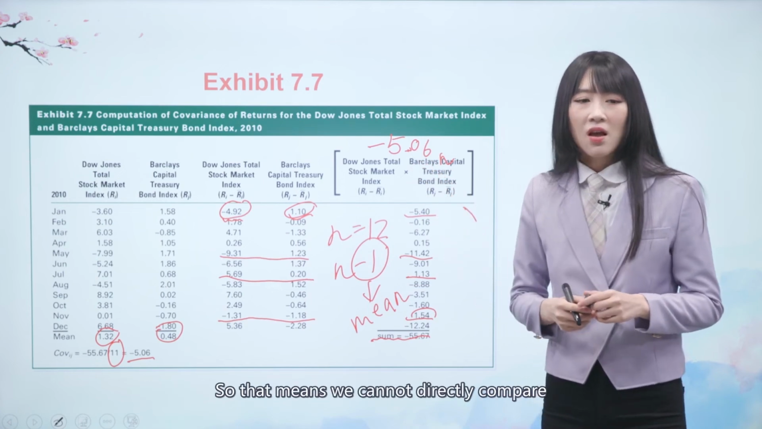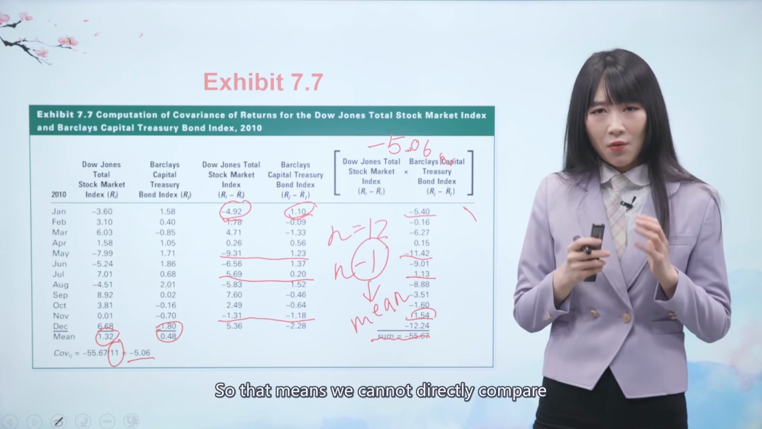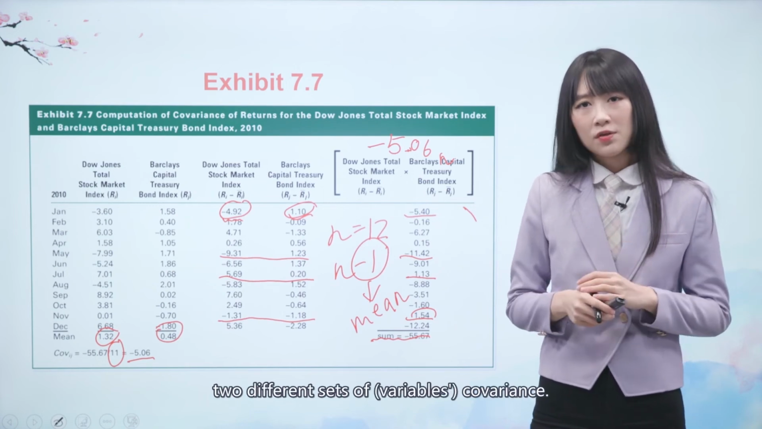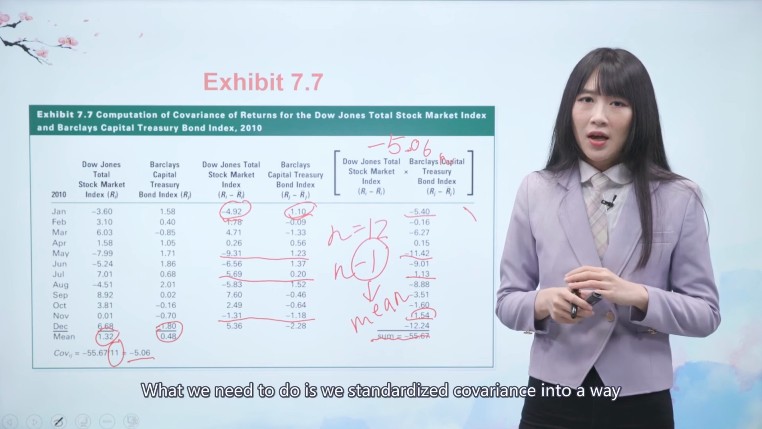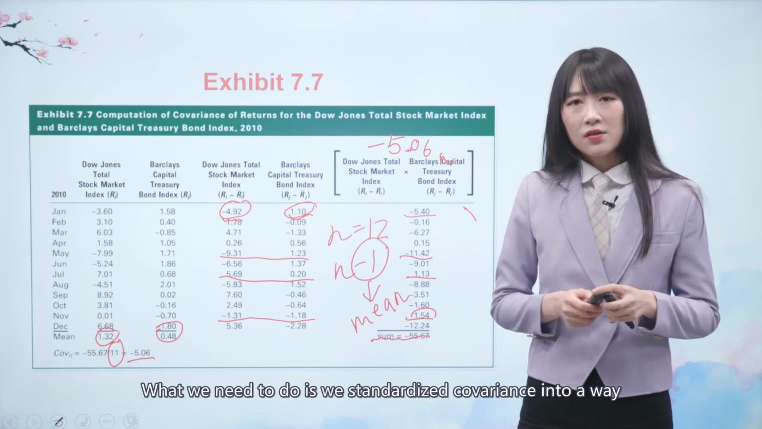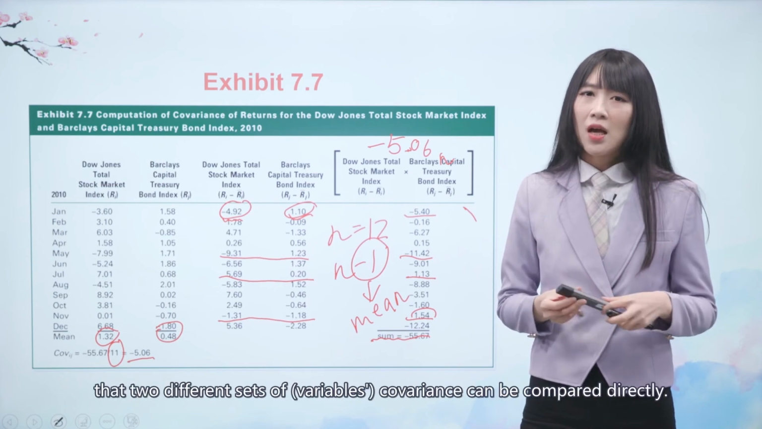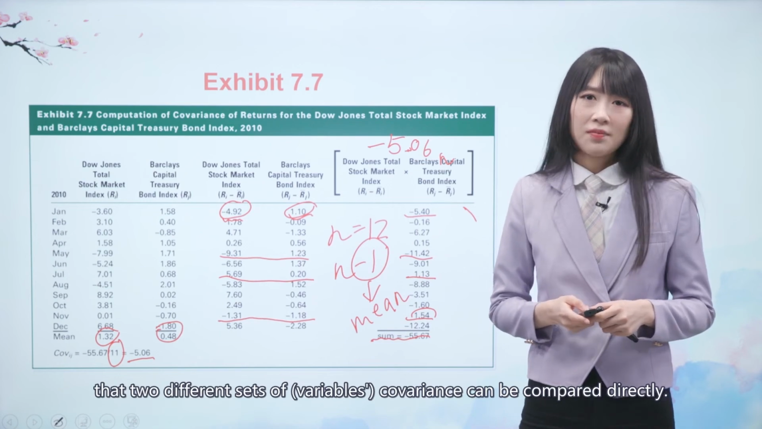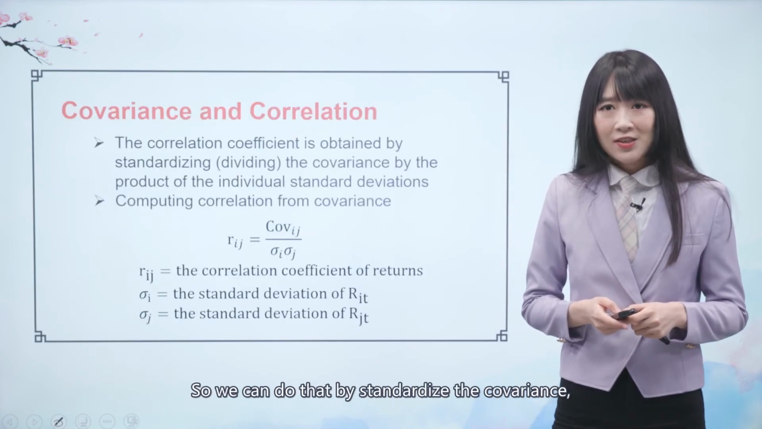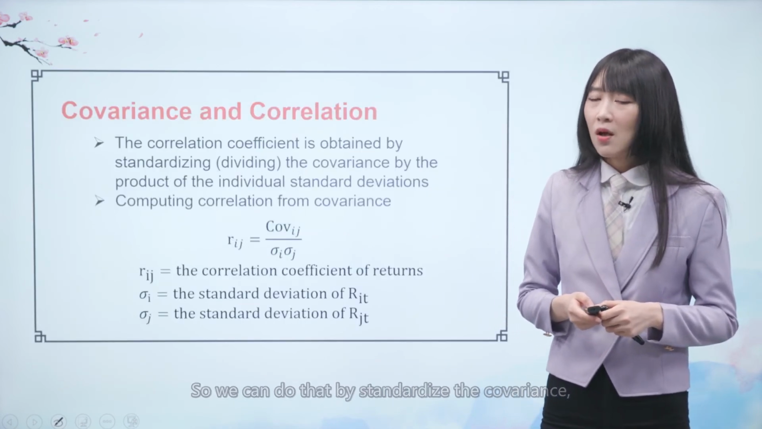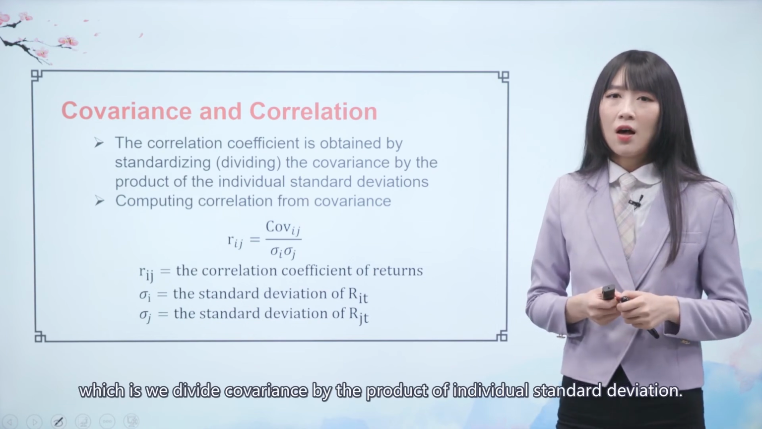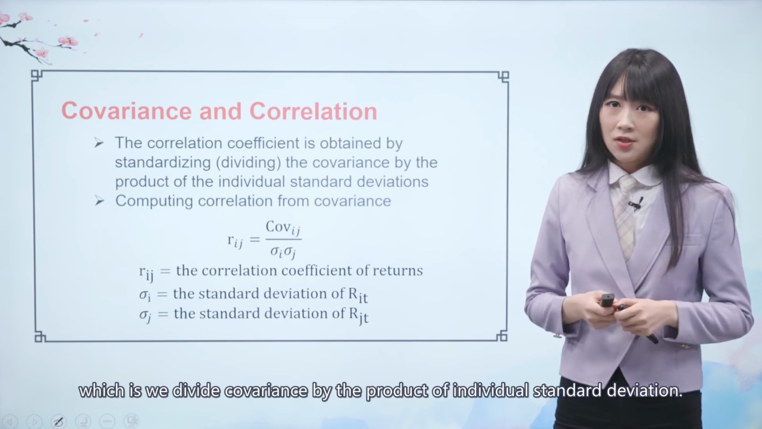So that means we cannot directly compare two different sets of covariance. What we need to do is standardize the covariance so that two different sets of covariance can be compared directly. We can do that by dividing the covariance by the product of the individual standard deviations.